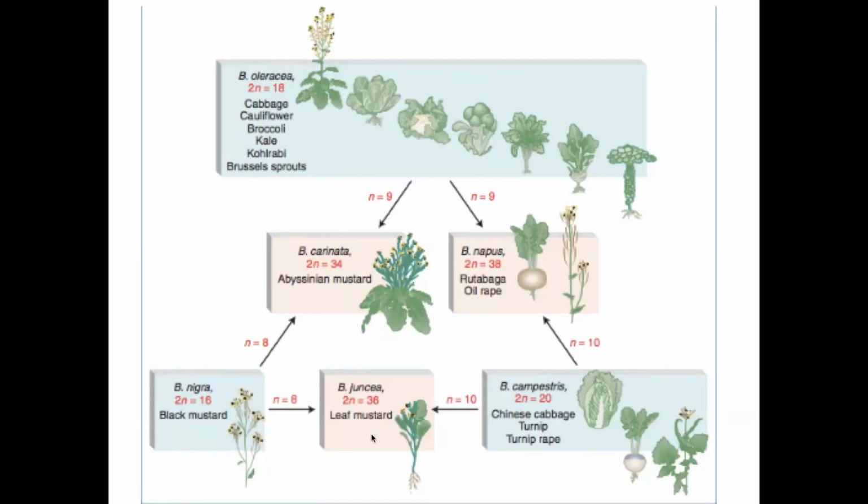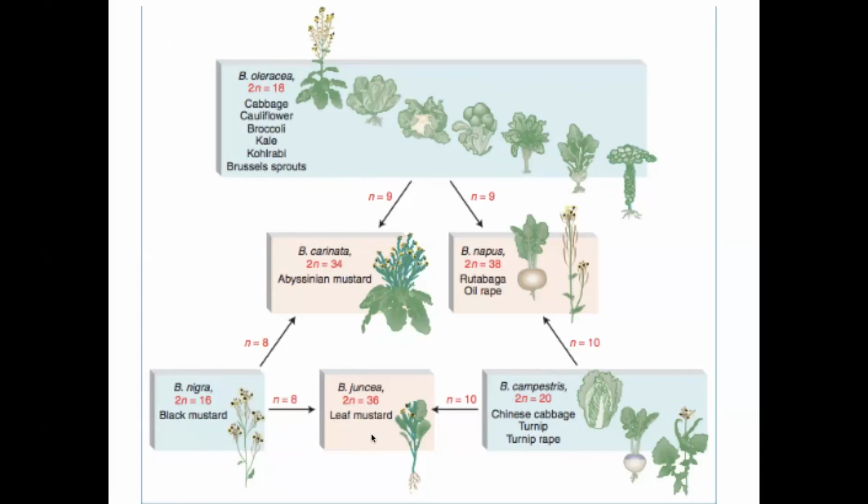So what this means is that in the wild, without humans, all of this occurred totally randomly and totally naturally, without human intervention. So these plants, the three original species, Campestris, Nigra, and Oleracea, were able to cross-fertilize, cross-hybridize to create those sterile derivatives fairly frequently.